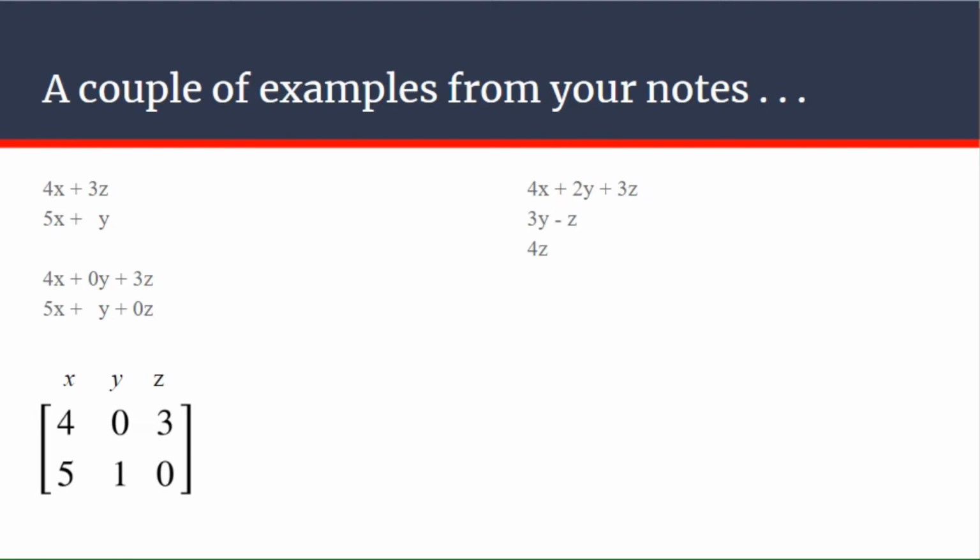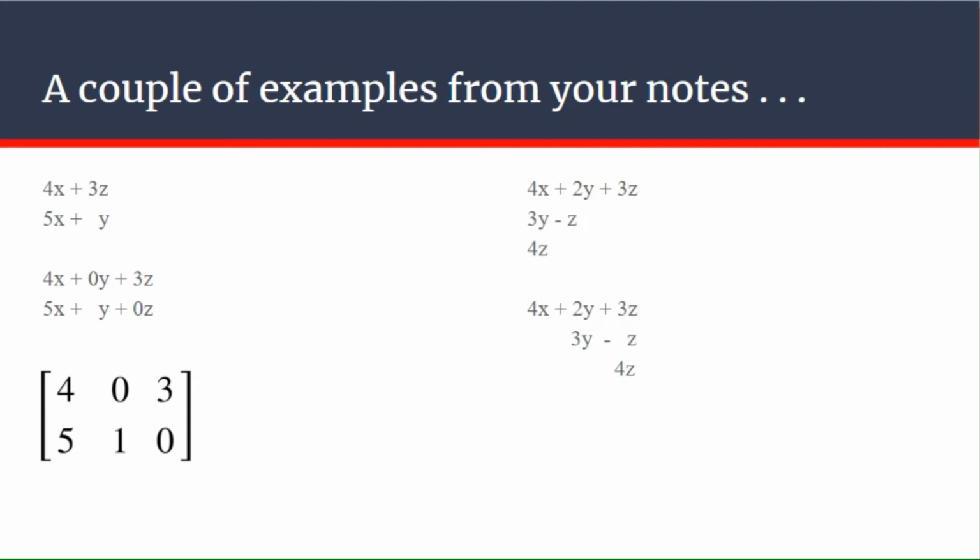The coefficients of x are 4 and 5. The coefficients of y are 0 and 1. Your coefficients of z are 3 and 0. So be sure you get those lined up. Now then, the choice to put a 0 in there is up to you when you're rewriting the equations. For example, on this second one, I did not add in the zeros. I just lined things up.